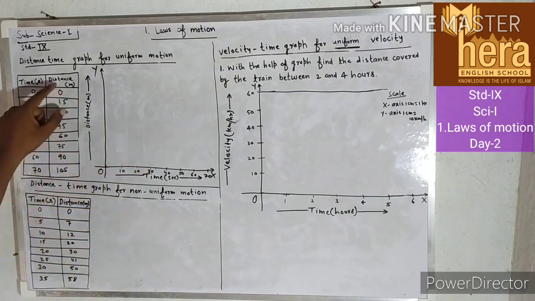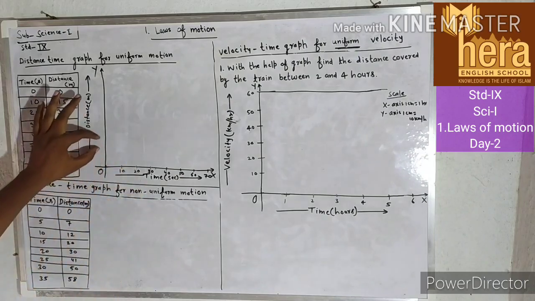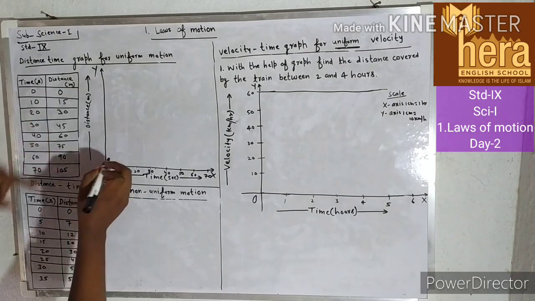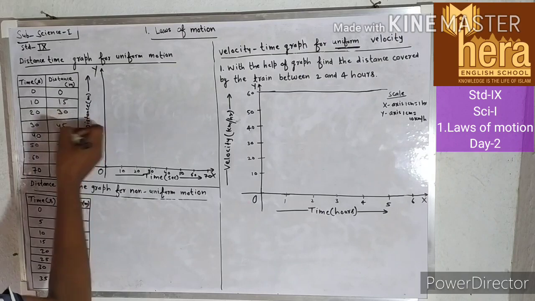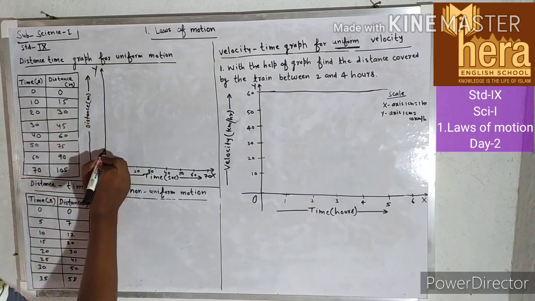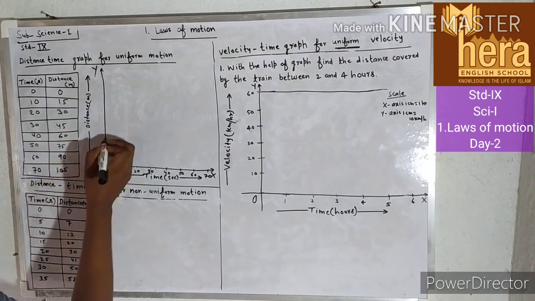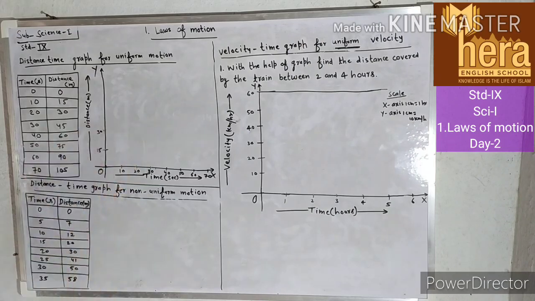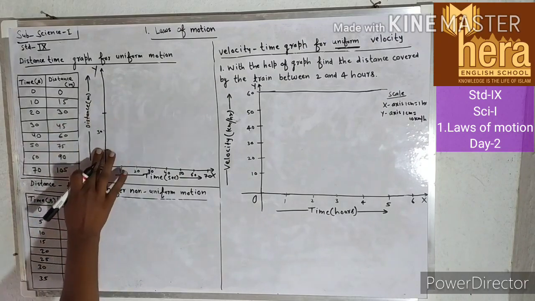Again, on this we have to take distance. So distance interval should be equal. So here we have to take 15. Take here 15, 30, 45. Take some small distance.